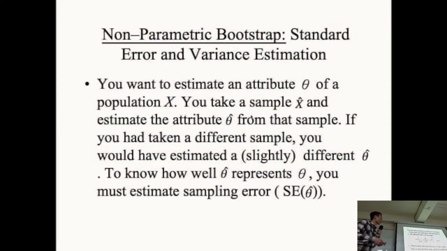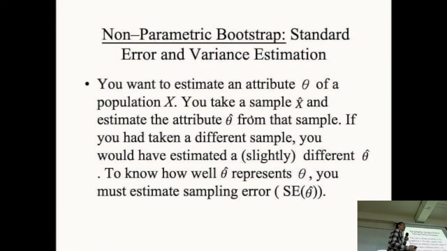So the problem is, how can you solve that using bootstrap? Let me explain the motivation of bootstrap. Suppose you want to estimate an attribute theta, for example, the mean. You take a sample and estimate theta hat. Theta is the true population mean, and theta hat is the sample mean. You're going to use this to infer that. And if you take a different sample, you would estimate a slightly different theta hat, right?